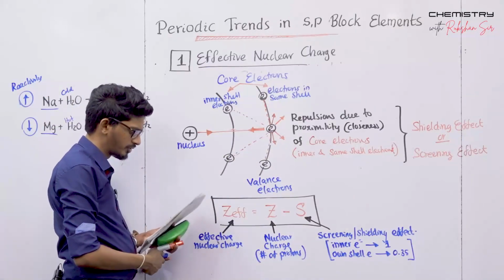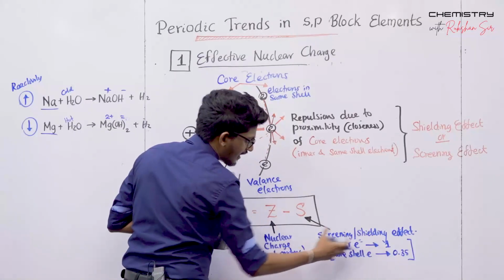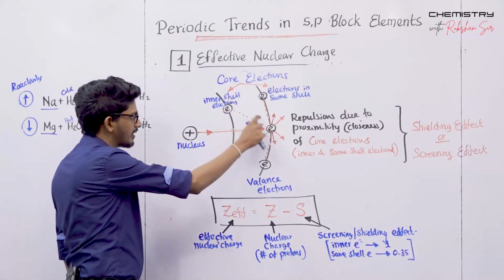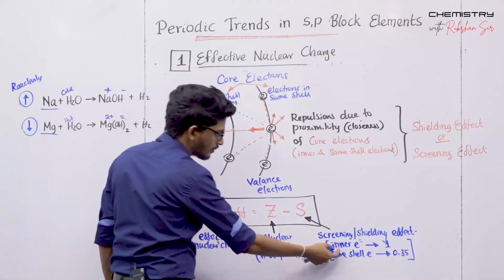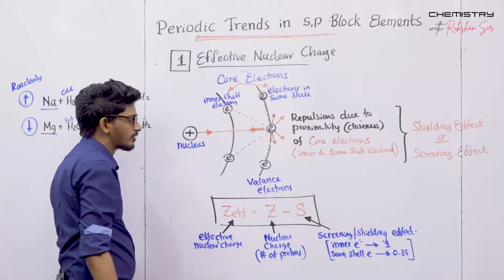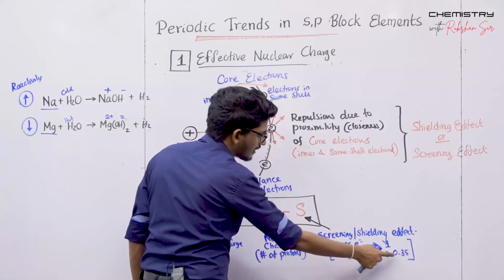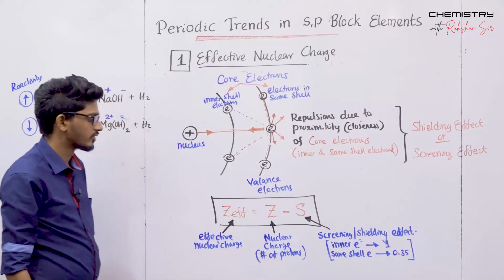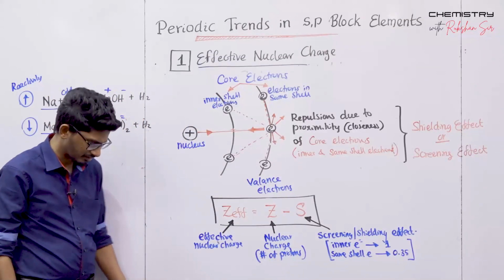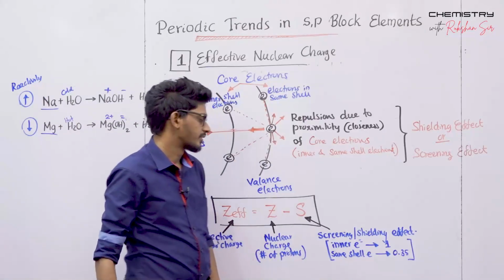For the same shell electrons, the shielding effect is lesser than for the inner shell electrons. That should also be noted. More repulsions are done by the inner shell electrons, that is why their contribution is 1 unit. The same shell electrons participate in less repulsion, so their contribution in shielding is less than the inner shell electrons. Both of these are referred to as core electrons. Remember that.